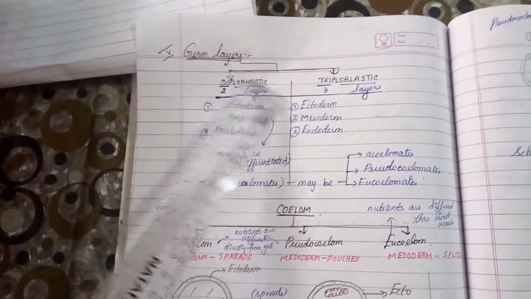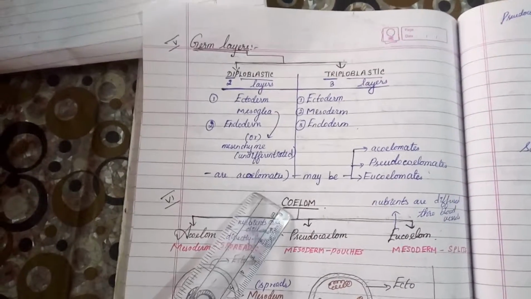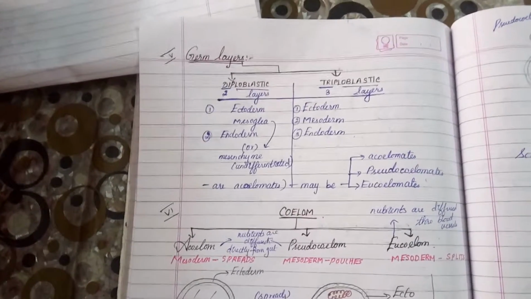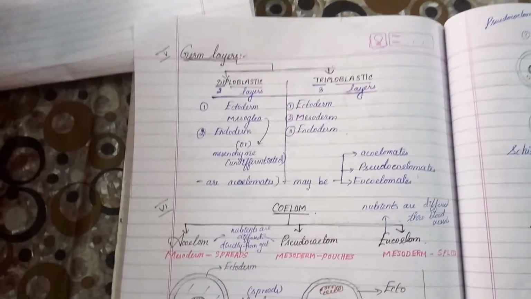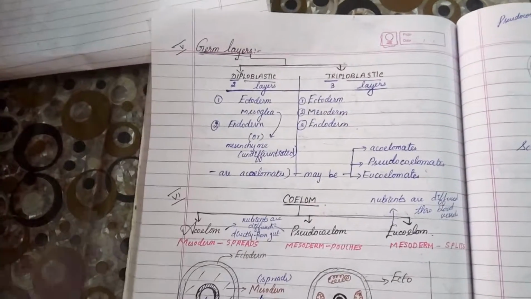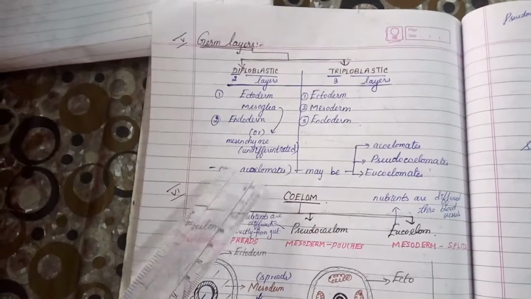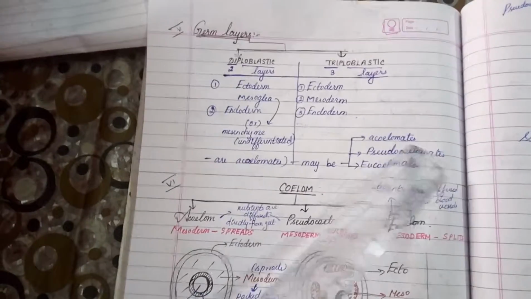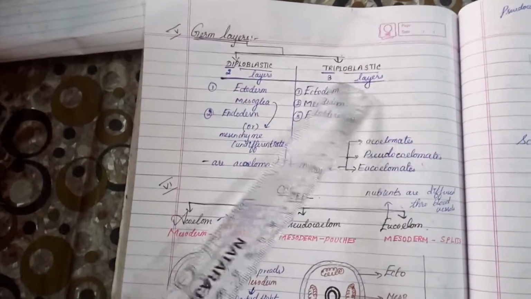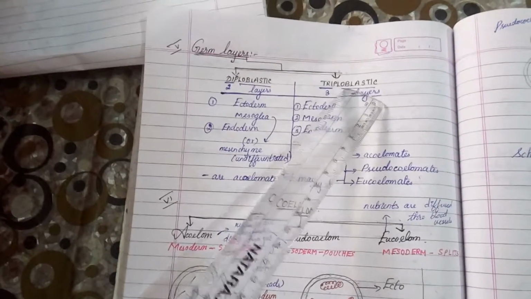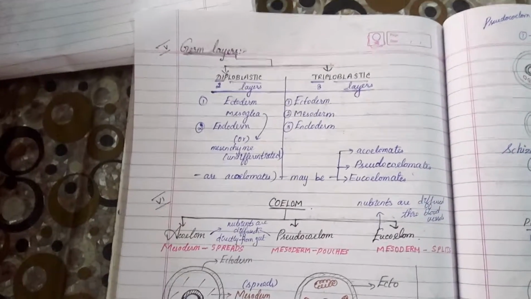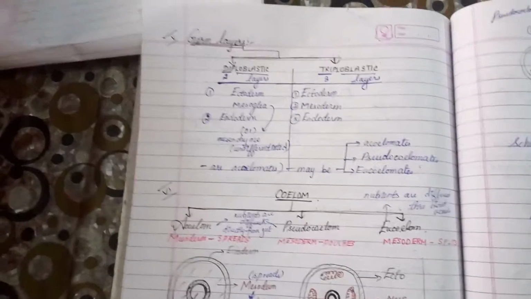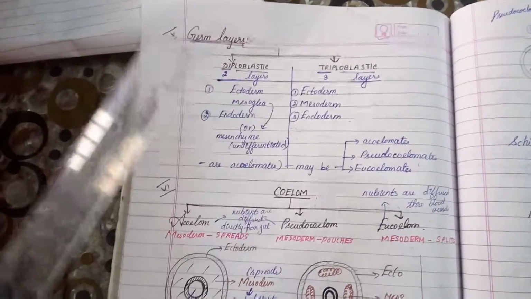Now the statement: all diploblastic animals are acoelomates. That statement is correct. But the reverse is false. All acoelomates are diploblastic is a false statement, because some acoelomates also belong to triploblastic animals. Clearly understand this: all diploblastic animals are acoelomates, that statement is correct, whereas all acoelomates are diploblastic, that statement is false.